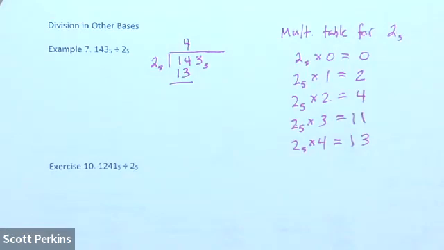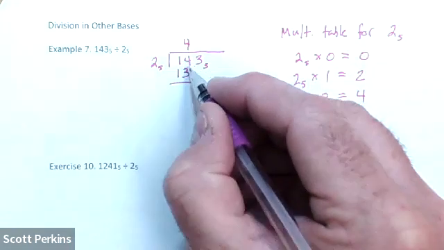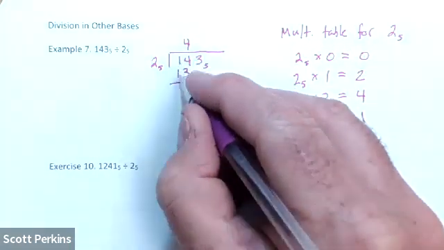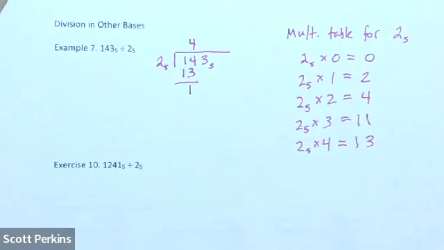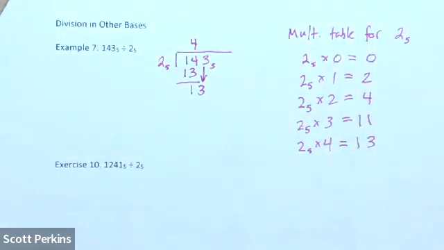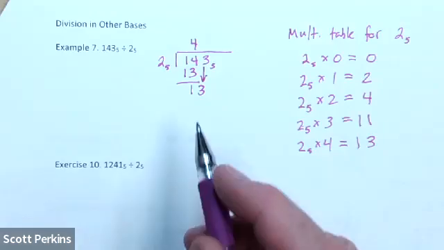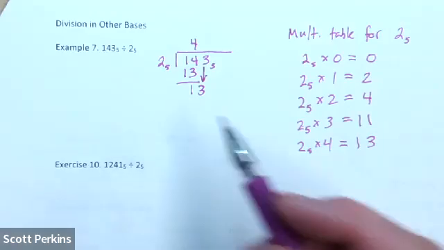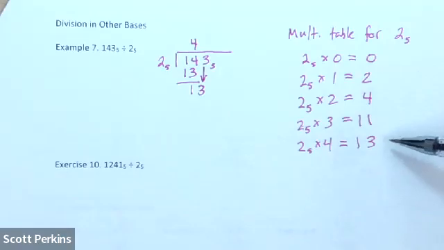So now we subtract. I'm subtracting in base 5, and so 4 minus 3 is 1. The 1 minus 1 is 0. And now what do I do? What's the next thing I do in this process? You bring down the next digit. So I'm going to bring down the 3. And then you just go through the whole thing again. What's the closest I can get to 13? Well, we can hit it spot on.